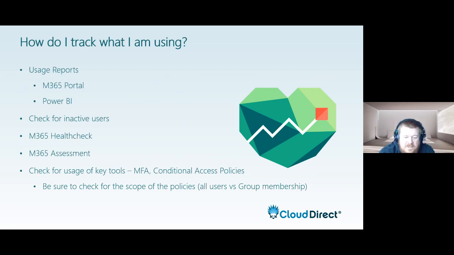And one of the key points there is to check for the scope of these policies. A lot of people, particularly with conditional access, could have them in report only mode. They could have them scoped to a group. We want to make sure that you're getting maximum protection. So just make sure that all users are covered by those things.